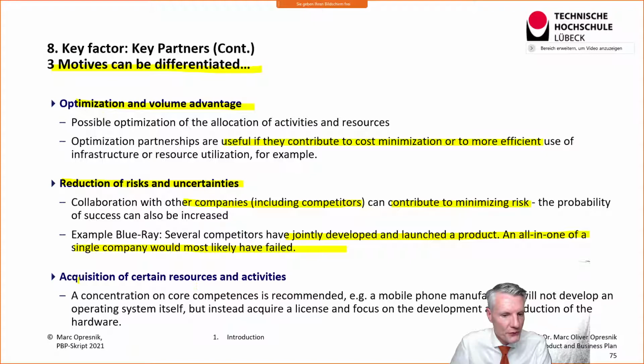Acquisition of certain resources and activities, a concentration of core competencies is recommended. So a mobile phone manufacturer will not develop an operating system itself, could be, but instead acquire a license and focus on the development and production of the hardware. Of course, we know that Apple is developing their own iOS, but other companies, Samsung, for example, Huawei, they're not developing Android, right? It could be a strategy to look into that.